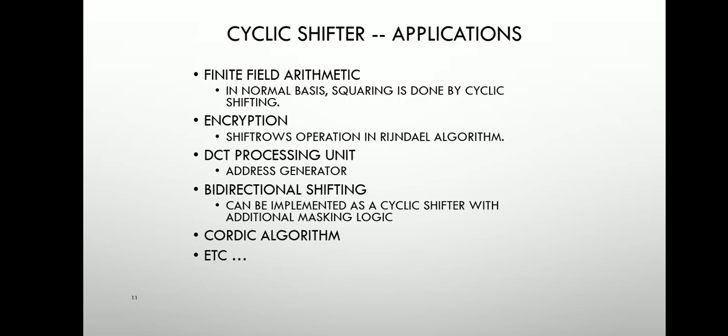The cyclic shifter normally changes based on the cycle. It is used in finite field arithmetic, that is in the normal basis. In this, squaring can be done by cyclic shifting, encryption is done by shifting the rows in the Rijndael algorithm, and the DCT processor unit uses an address register. Bidirectional shifting can be implemented as a cyclic shifter with additional masking logic. Here we used a CORDIC algorithm.